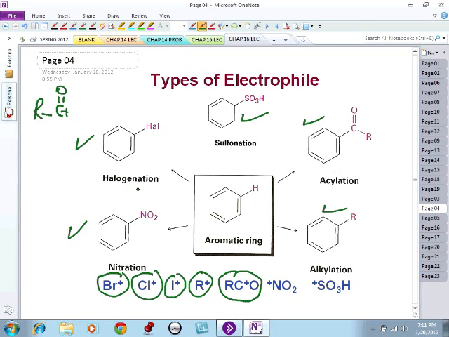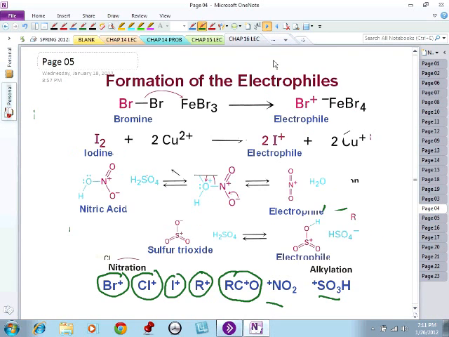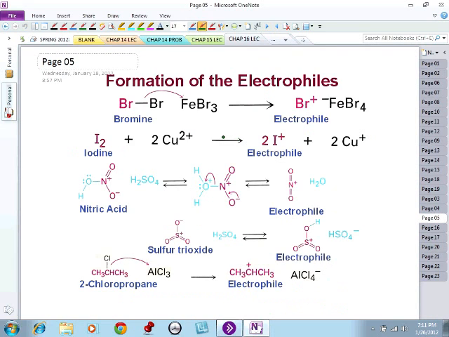Okay, that's when you pull up the chlorine. Of course, this is the nitro, and this is the sulfonic acid ion. Okay. Now, how do you form all of those ions, electrophiles, rather? These are the various ways in which you form them.